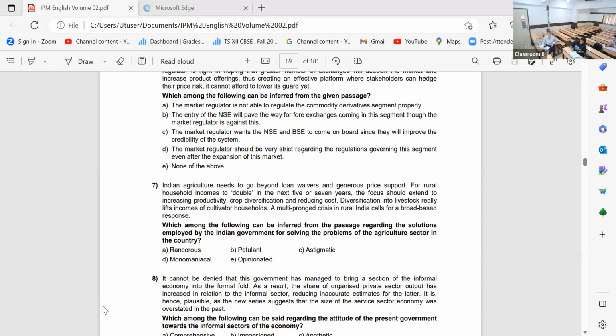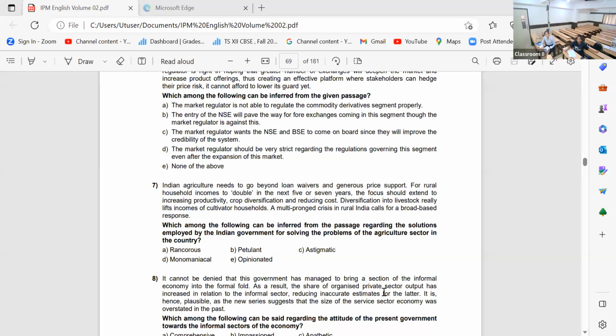So they're talking in terms of Indian agriculture, the price support, doubling in the next 5 or 7 years. It should extend to increasing productivity. A multi-crisis influencer calls for a broad-based response. Which among the following can be inferred from the passage regarding solutions employed by the Indian government for solving the problems? So what do you guys think now? Now that you know the meaning. D.